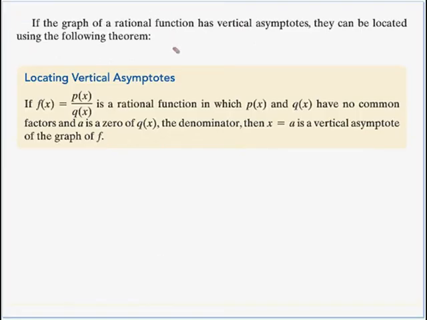So if a graph of a rational function has vertical asymptotes, they can be located using the following theorem. If function f of x is equal to p of x over q of x, a rational function in which p of x and q of x have no common factors, that's a big one, no common factors, where they've been reduced down as far as you can, and a is a 0 of q of x, the denominator, if that happens, then x equals a is a vertical asymptote of the graph.